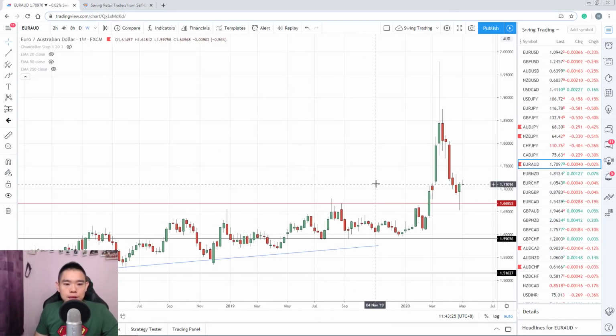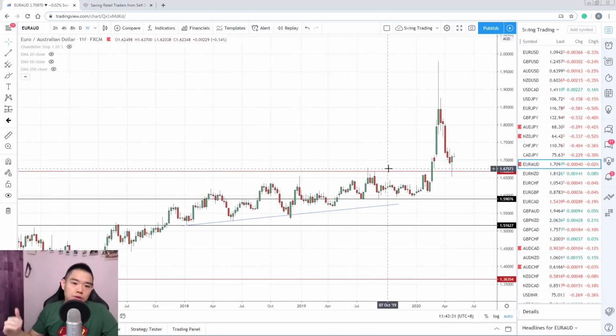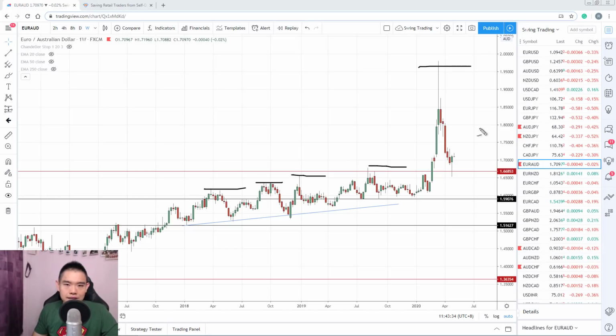So as I was saying, right, Euro Aussie, if you look at a weekly time frame, what is the trend? Well, the trend is in an uptrend, right? Series of higher highs, higher lows. Do you need me to draw for you? Okay, quick one. Higher highs, and then higher lows. So market is in an uptrend.